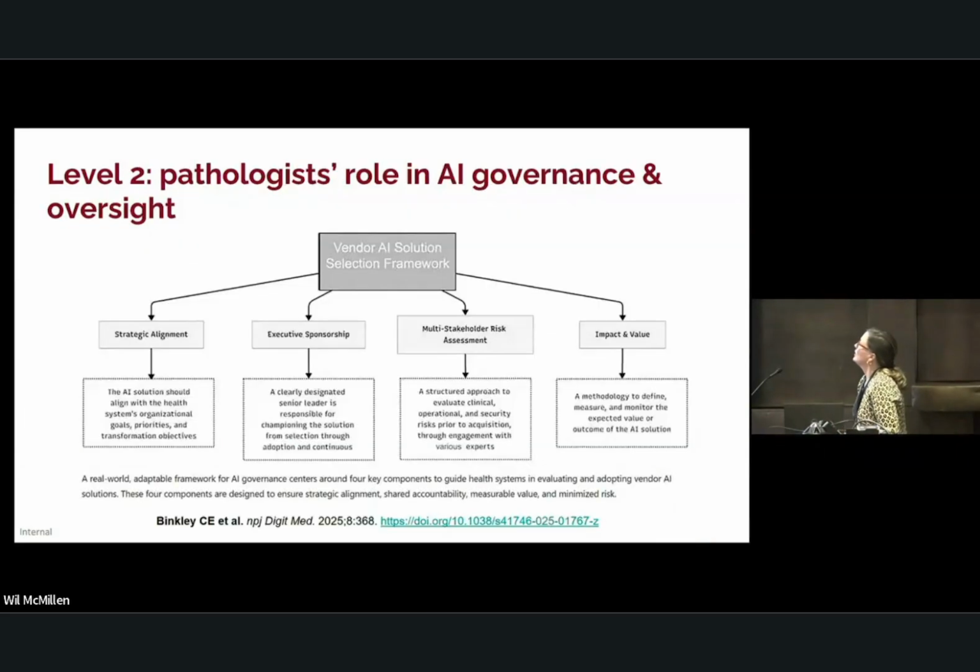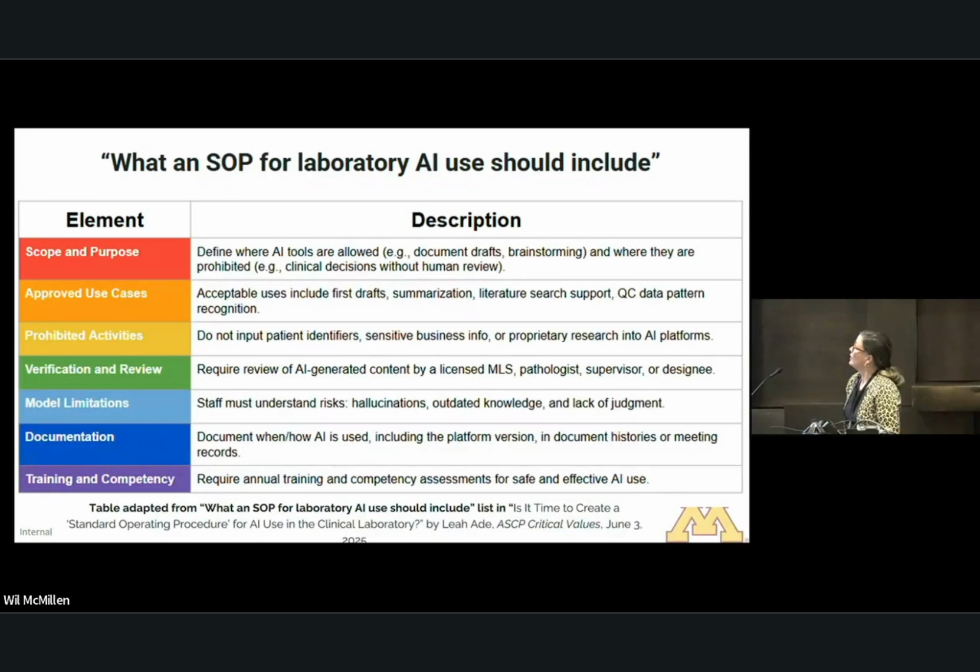So here's an example of a pathologist's role in AI governance. This is an example from a paper on a typical vendor AI solution selection framework for implementing an AI application. I won't go through all the arms of it, but I would say a pathologist expert may be involved in all of these, but is really critical at the approach to evaluating what the meaningful clinical, operational, and security risks and benefits are. This is a language that pathologists should understand, and lab medicine experts.